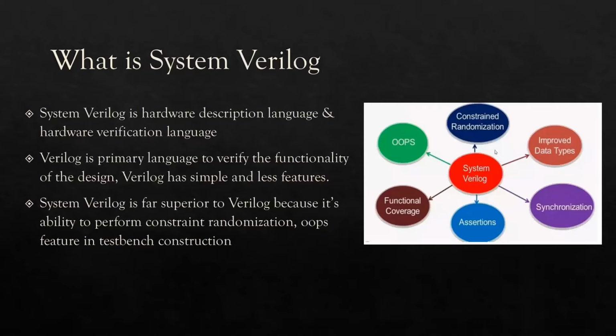So just remember, for example, I want to generate a random value between 10 to 100, and I want to assign it to a variable a. Or I want to generate a random number between 0 to 10 and assign it to a variable called a. These things will not happen in Verilog. There is no support for this, but through constraint randomization you can do it.